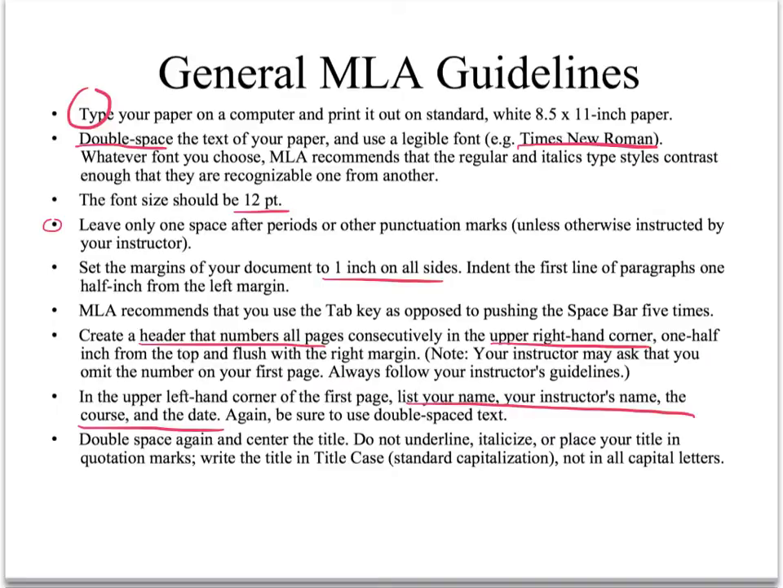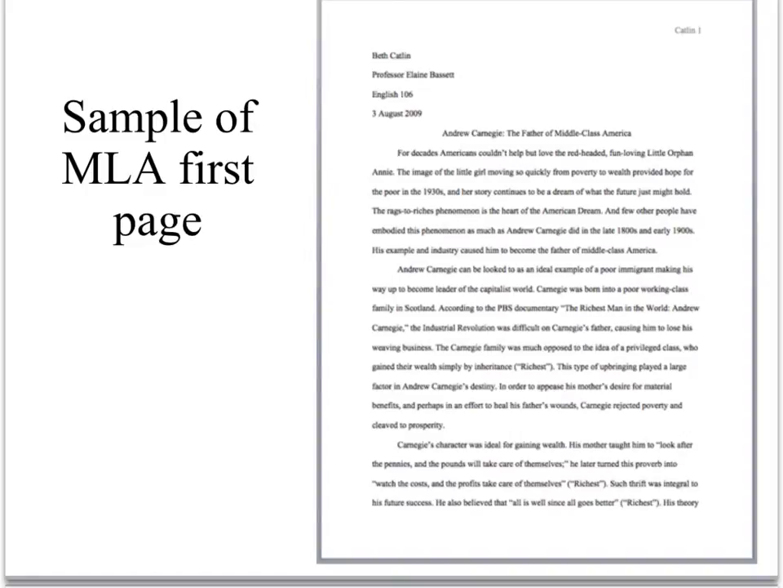Next slide is going to be a sample of the MLA first page. So here we have our MLA first page. We can see a couple of things here. We'll notice that we have our header up here that has the name and page number. The name is the person's last name. You'll notice Catlin and Catlin. Not necessary, but again makes it just a little bit nice when a professor has 1,000 papers they're grading. They need to be able to remember whose paper it is they're grading. This is Beth Catlin's paper for Professor Elaine Bassett, English 106, 3rd of August, 2009.